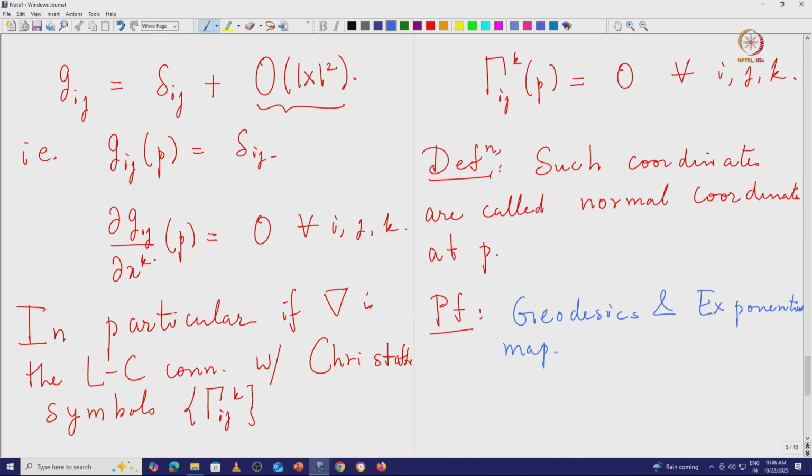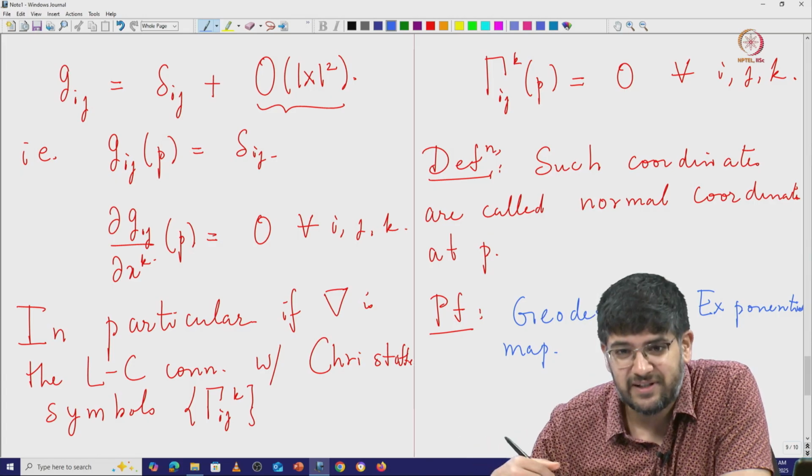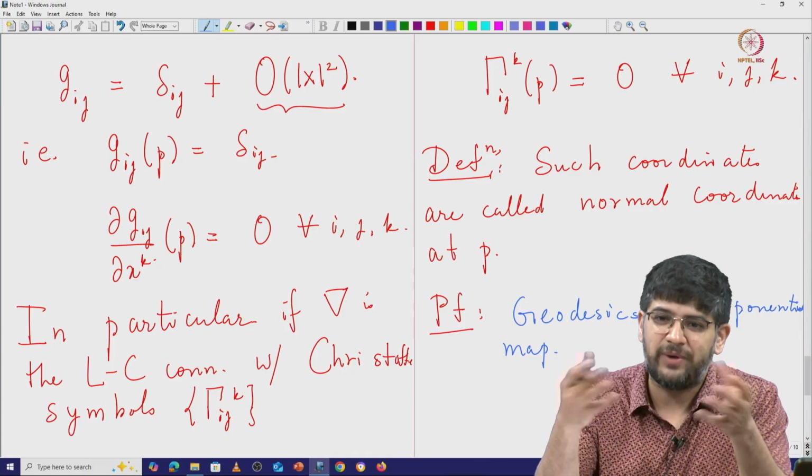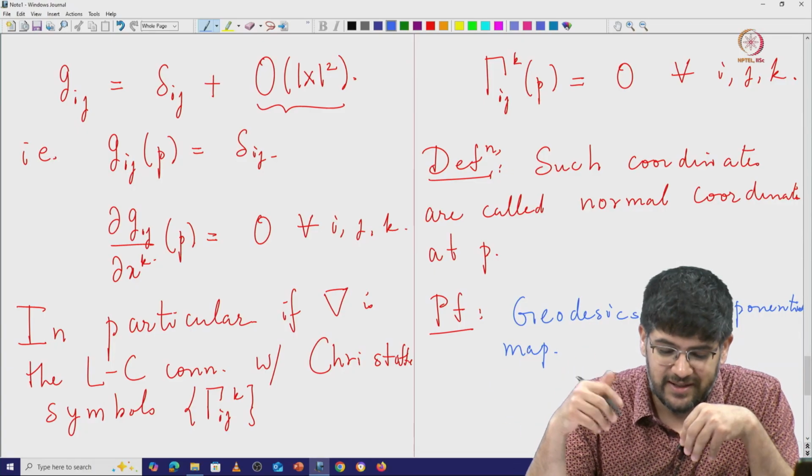These are notions that we are going to introduce a few lectures down the line, and I promise this is the first and the last time I am going to state a result which I am not going to prove immediately, but will prove in the future. There is actually a proof that avoids geodesics and exponential maps. There is an elementary proof where you make some arbitrary choice of coordinates.